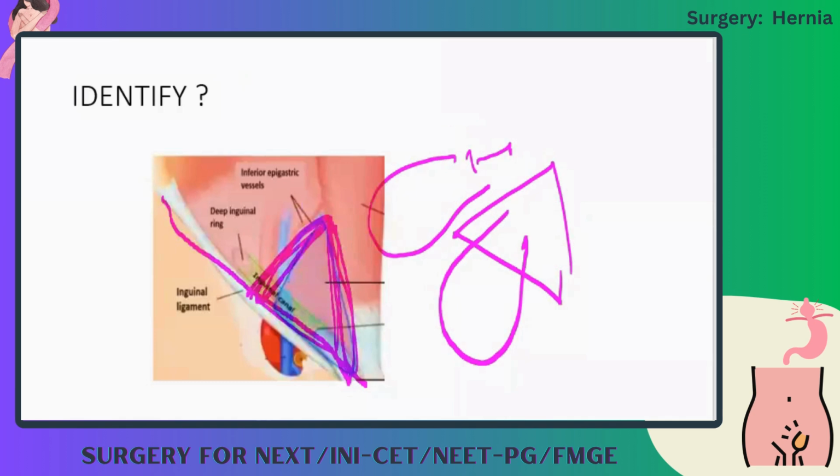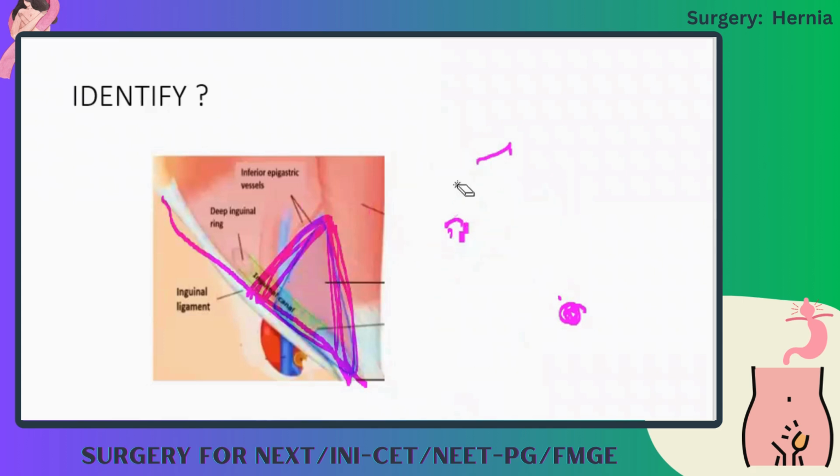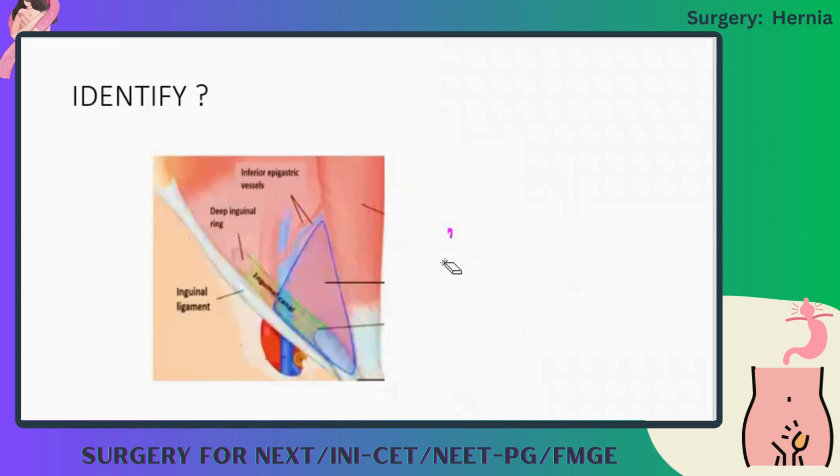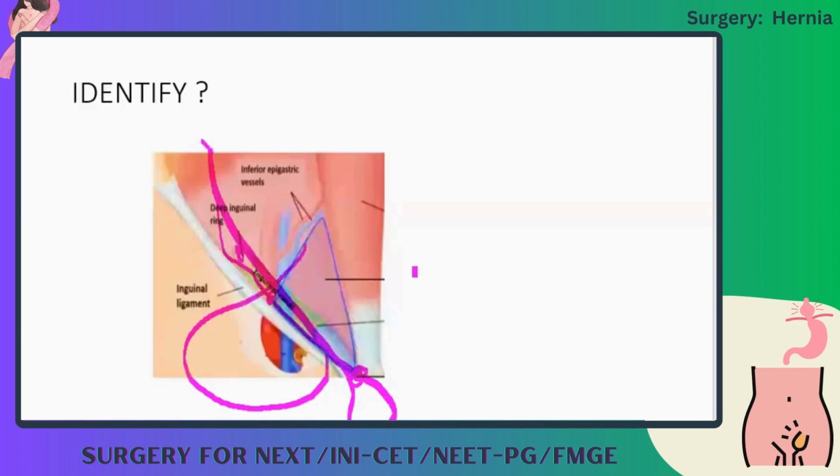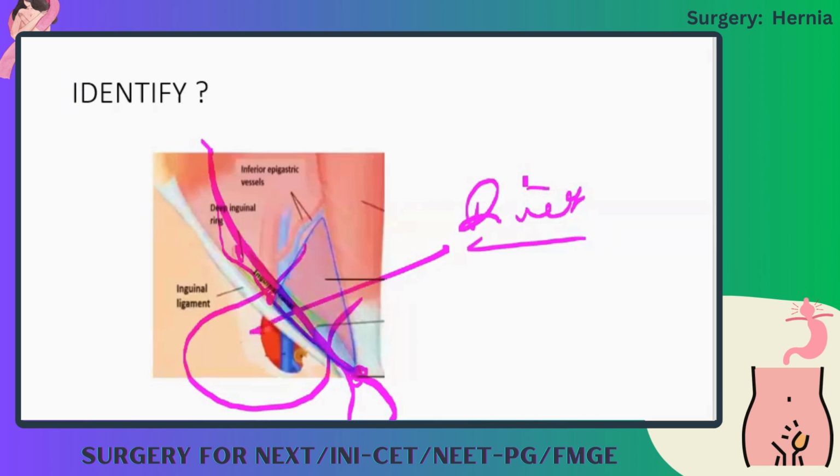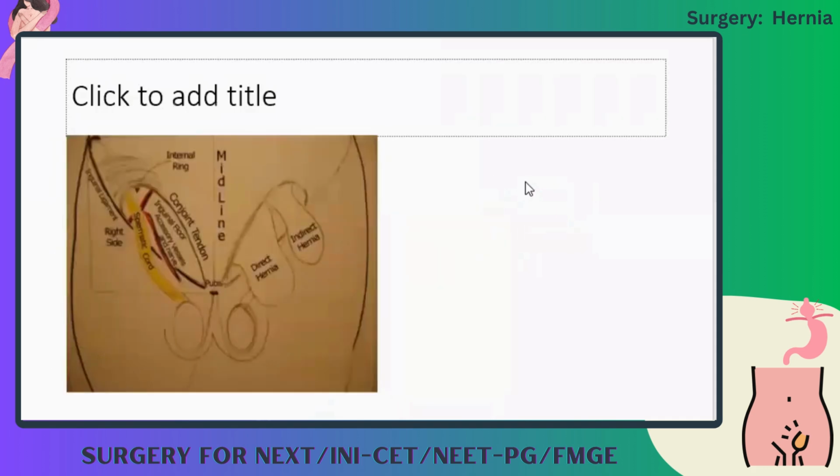Here is the deep ring. This is the superficial ring. So deep and superficial. Indirect hernia will go into the deep ring, go through the inguinal canal, and come outside, whereas direct hernia will just force outside. So direct hernia will always come through which triangle? Hesselbach's triangle.